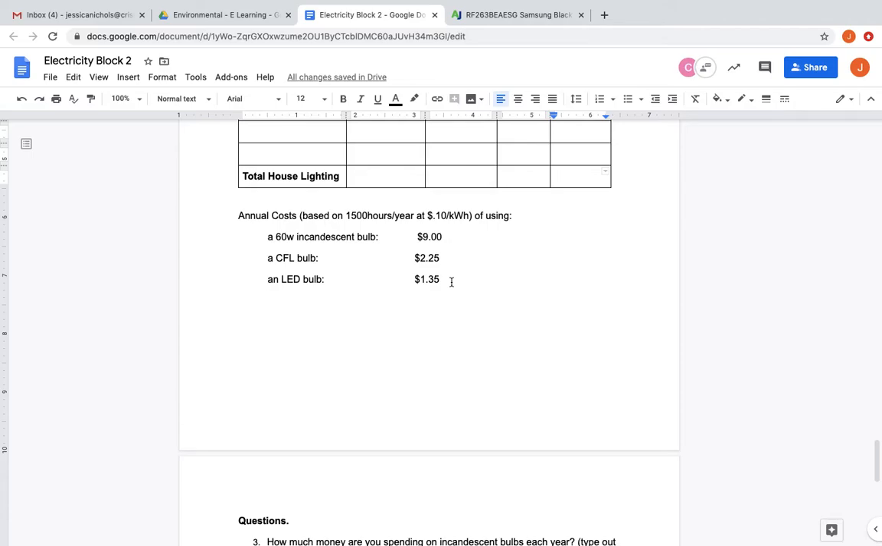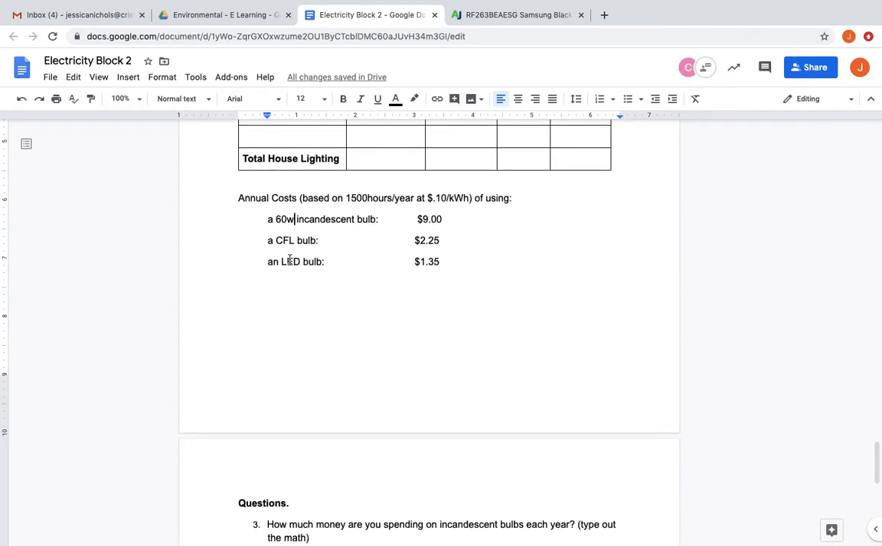I'm not saying you go to the store and an incandescent bulb costs $9. That's not what I'm saying. We're saying that the amount you spend in your energy bill and your electric bill is $9 a year to run this incandescent bulb. Okay, so you may have paid $1 for it at the store, but you're paying $9 in a year for it.